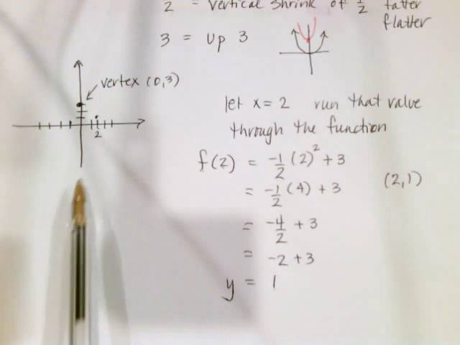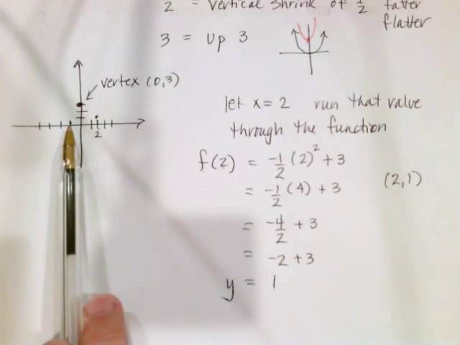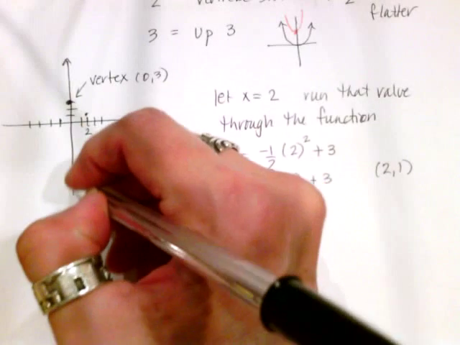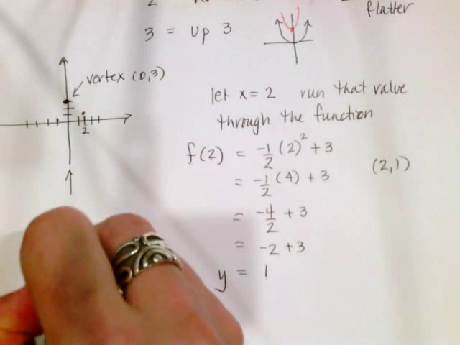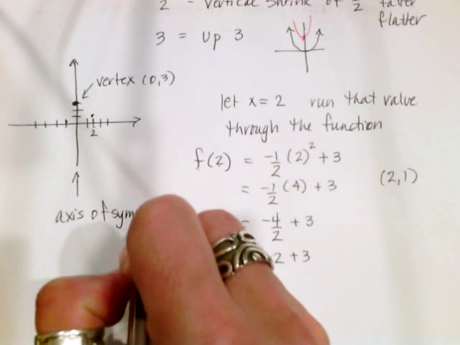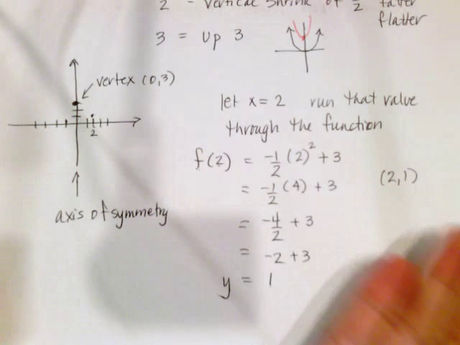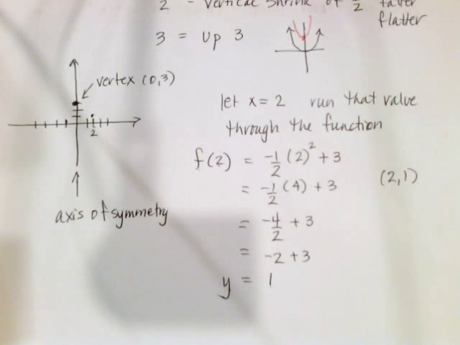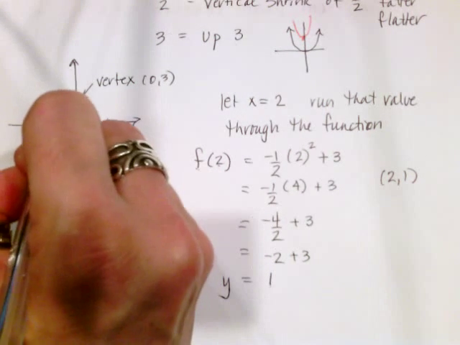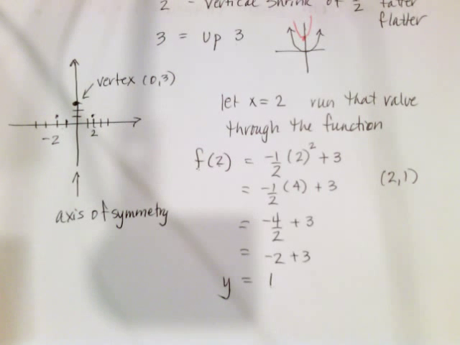Because the graph has not been translated to the right or to the left, the vertex is still on the y-axis. That means that the y-axis is the axis of symmetry, which means the graph folds in half. So I could actually go to a negative 2 and go up to 1 and get the same value. So now I have 2 points plus the vertex.